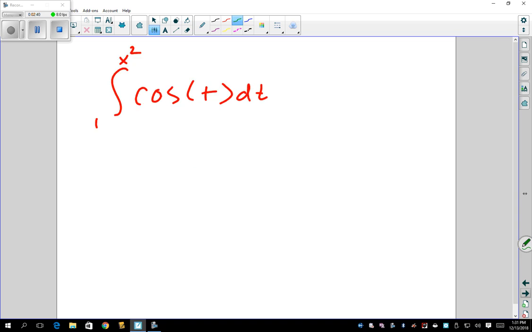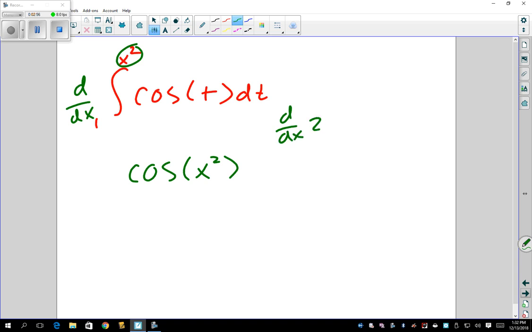So this one looks pretty similar. Again, I want to find the derivative with respect to x. So I'm going to take my function, plug in x squared, that top bound, wherever I see x, and then I need to multiply by the derivative of x squared, which is 2x. So I should end up with 2x cosine x squared.